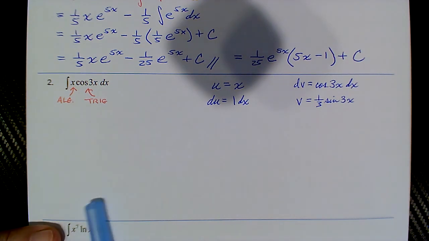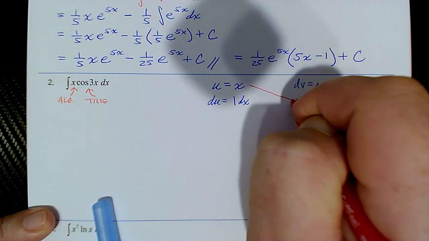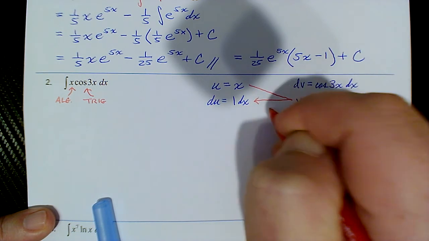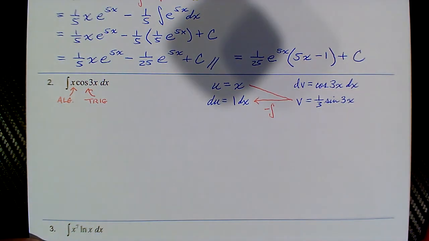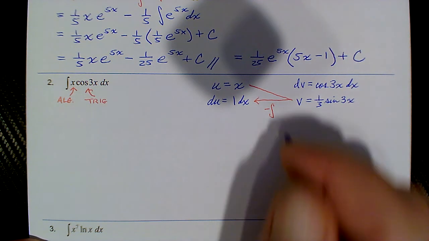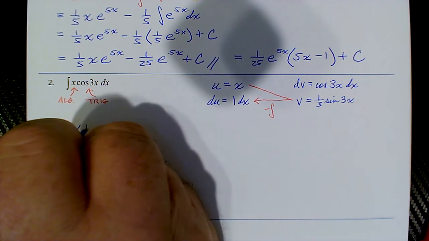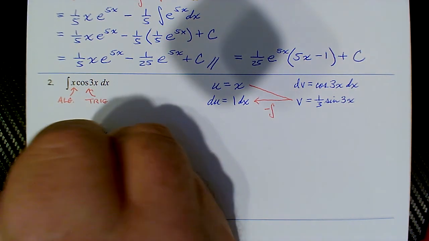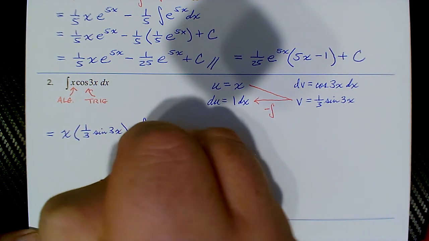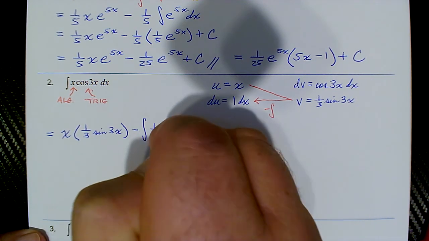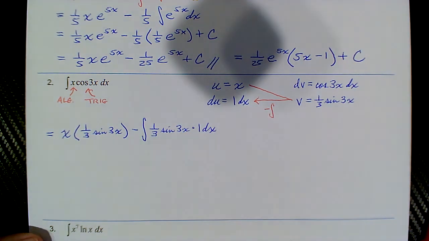And then we're ready for the integration by parts formula. So using Mr. Truesdell's trick, product of the diagonal gives u times v minus the integral of the product of the horizontal gives us minus the integral of v du, which is our formula. So applying the formula, we have u, which is x, times v, 1/3 sine of 3x, and then minus the integral of v, 1/3 sine of 3x, times our du, which was just 1 dx.